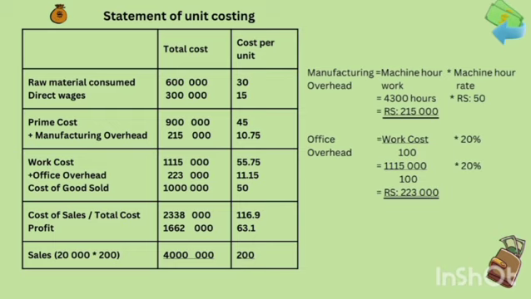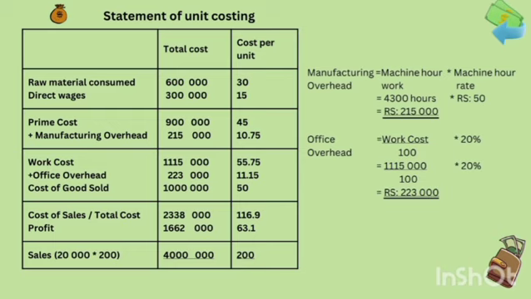After that, we need to add the manufacturing overhead to this. To find it, multiply the machine hours worked by the machine hour rate. So when we multiply 4,300 by 50, the answer is 2,15,000. After that, add the manufacturing overhead to the prime cost to get the work cost. The answer is 11 lakhs 15,000.